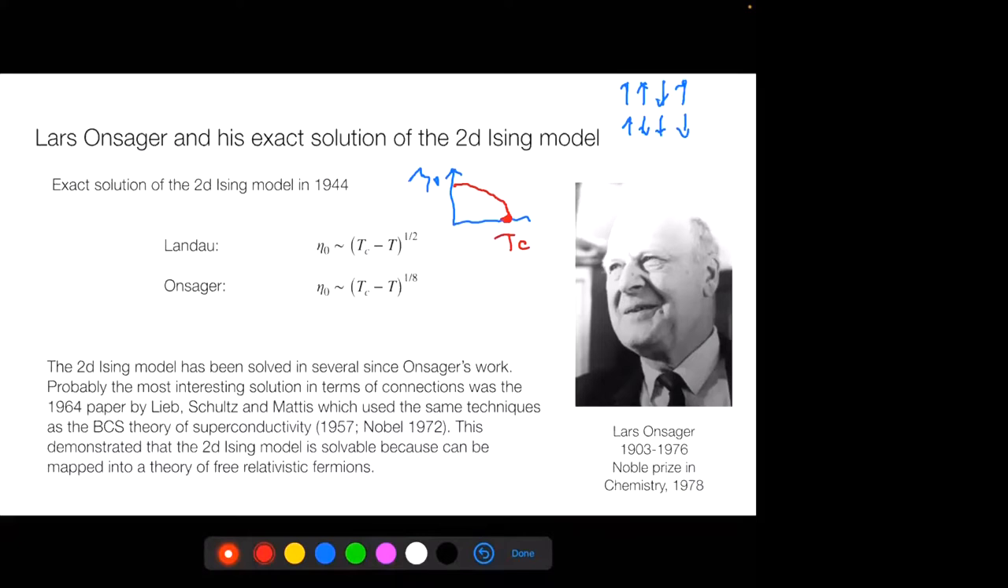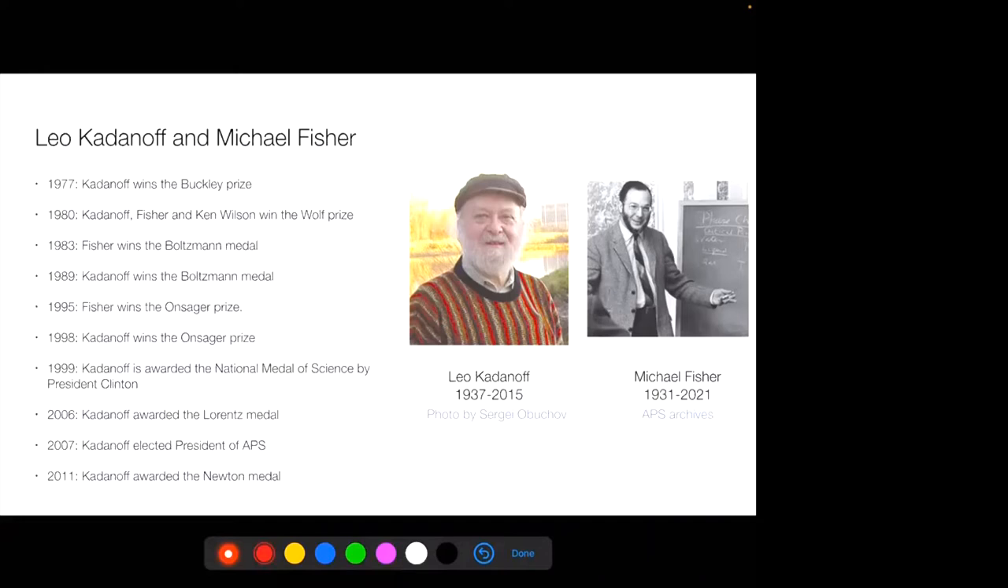So now we're moving on to the 70s. And I want to spend a little time talking about two other men. Michael Fisher just passed away in late 2021. And I'm going to be talking about their work in the next few slides. I just want to spend a little time explaining to you their stature in theoretical physics.